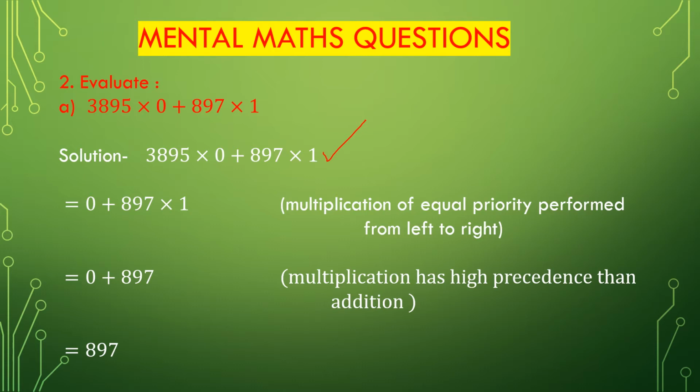Here, multiplication operation. We know equal priority operations are performed from left to right. There are two multiplication operations in this expression, so we perform them from left to right. So first we evaluate 3895 multiplied with 0. We know any whole number multiplied with 0, we get the number 0 only. So 3895 multiplied with 0, we get 0 plus 897 multiplied with 1.